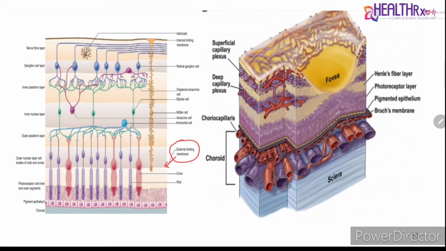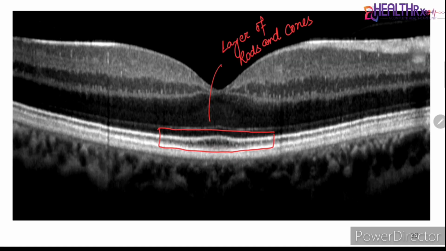The main functional implications of the external limiting membrane include providing a selective barrier for nutrients that pass between the adjacent Mueller cells, as well as stabilizing the position of the transducing portions of the photoreceptors.